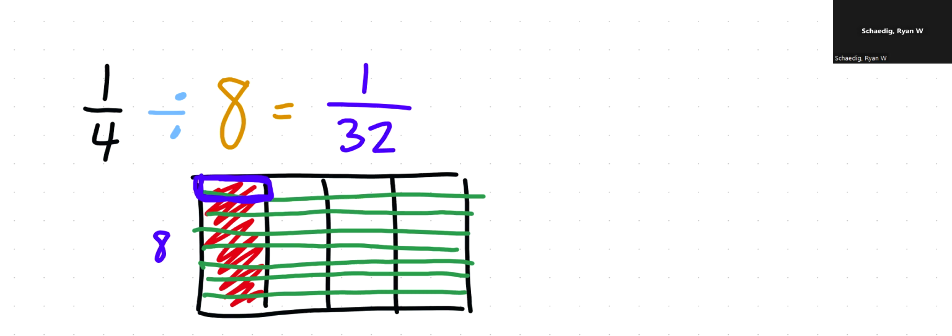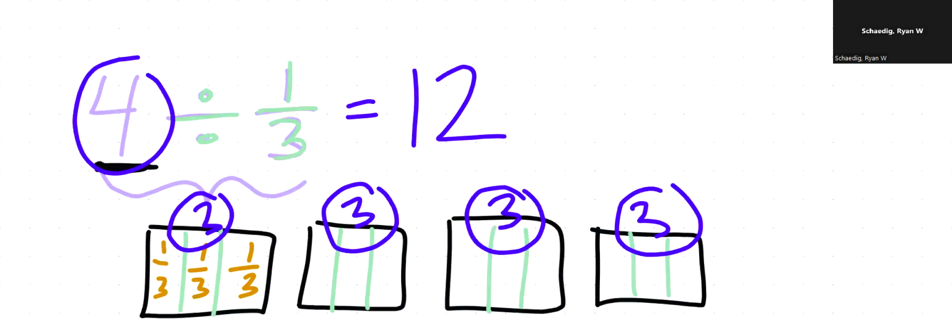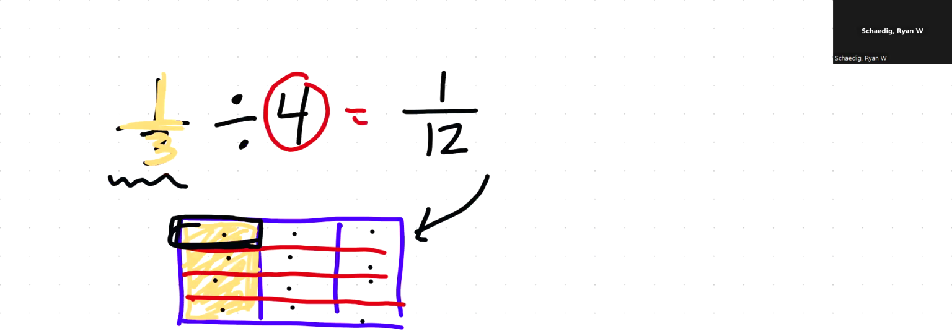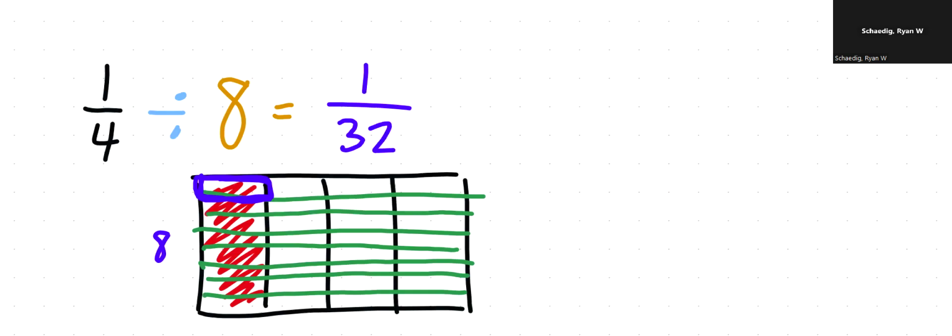So the first thing we did, and bear with me, we did 4 divided by 1/3, and that was equal to 12. And then after that, we did 8 divided by 1/4, and that was equal to 32. And then we did 1/3 divided by 4, and that was equal to 1/12. And then we did 1/4 divided by 8, and that was equal to 1/32. So again, I'm going to write all these down so you can see them. I just wanted you to explore them again with us.